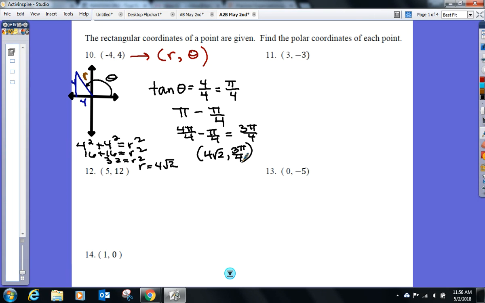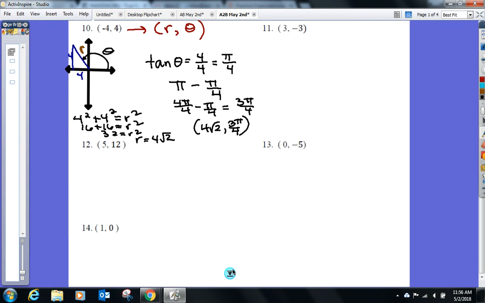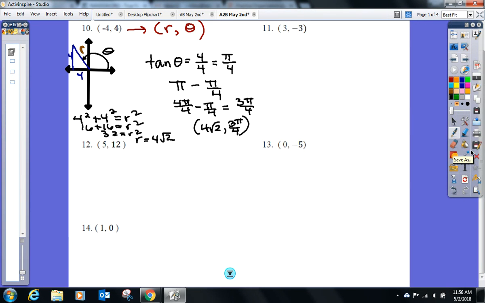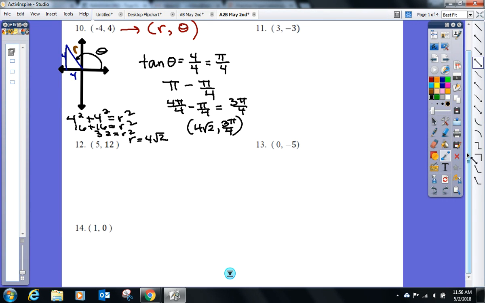Everyone all good? Next, part number 13. What if your point's on the line? Go ahead. 13. Sketch 0, -5 for me real quick. Where's 0, -5?